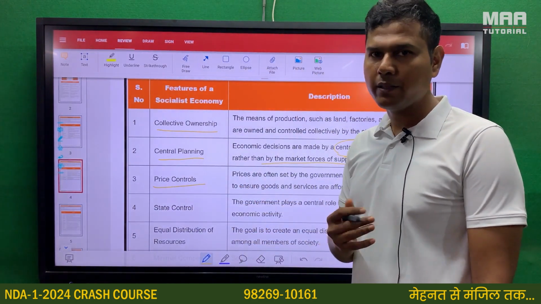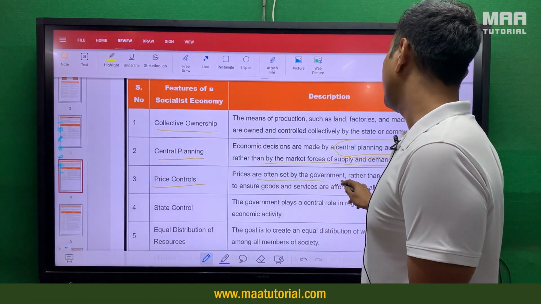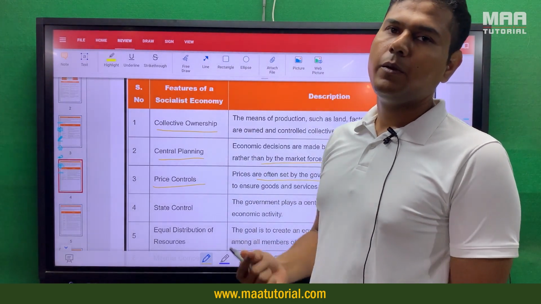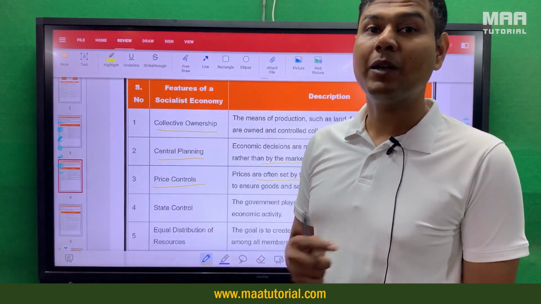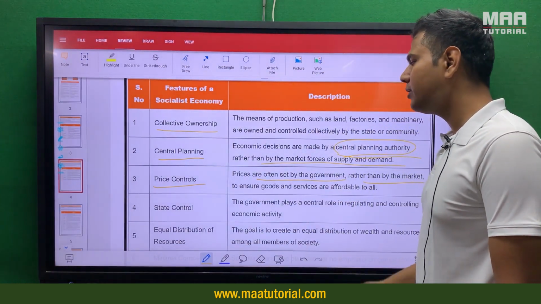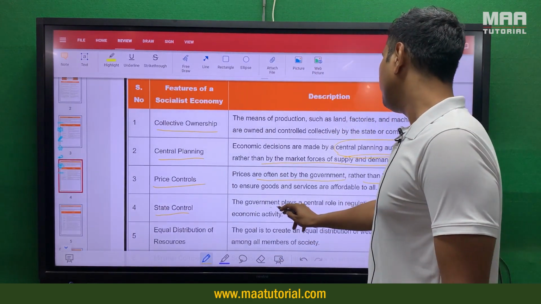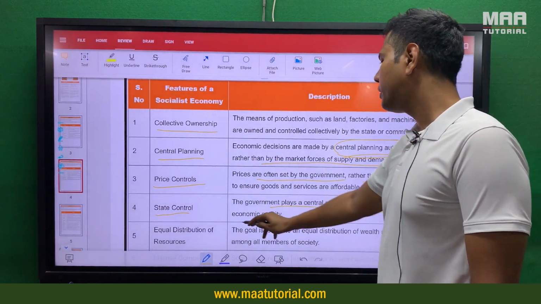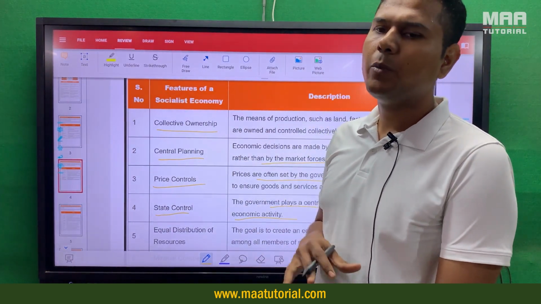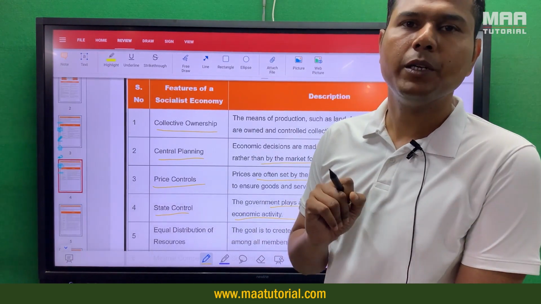As I gave you an example earlier, the government is also indulging in price control rather than the market determining it. We saw in a capitalistic economy the prices are controlled by market demand and supply, but here the government interferes in it. State control: the government plays a central role in regulating and controlling economic activities. As we have seen in multiple examples, the government is very much at the core of the economy.